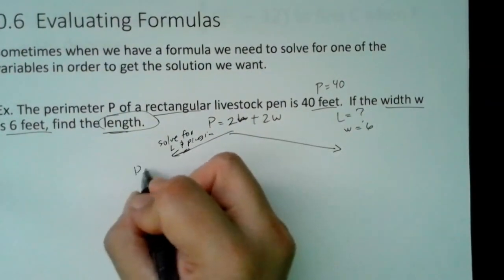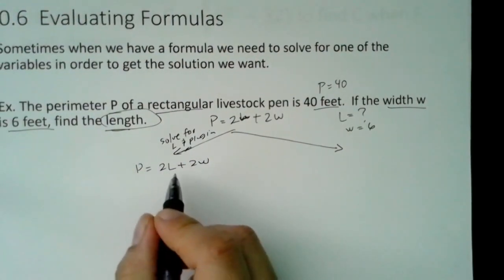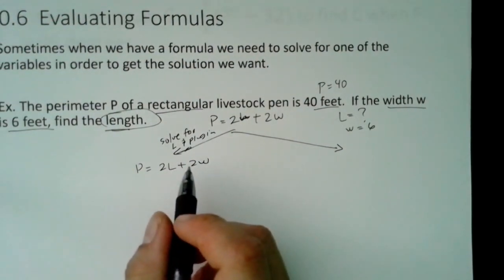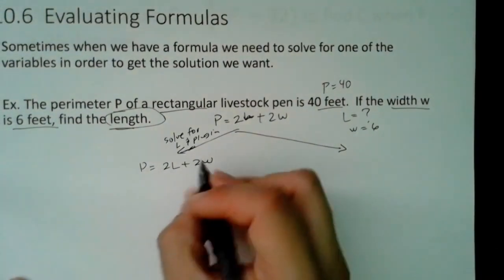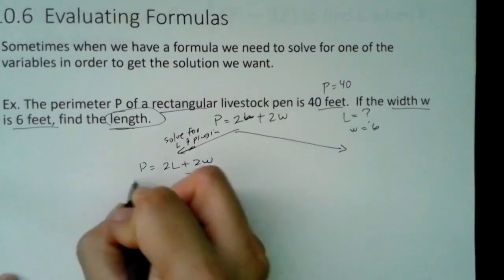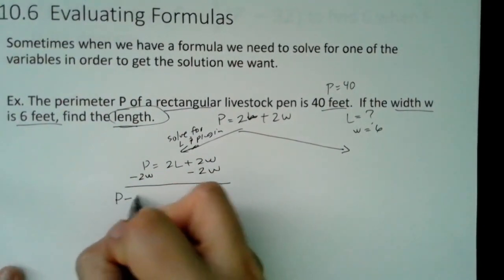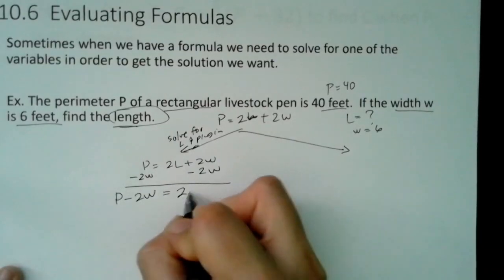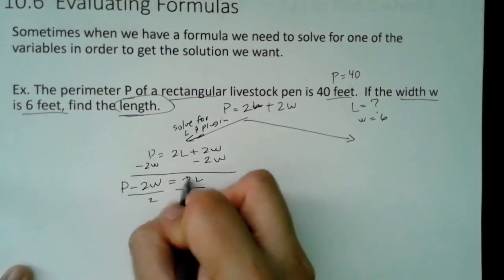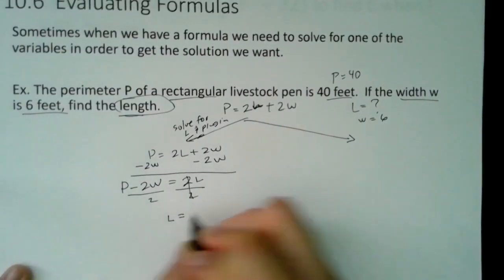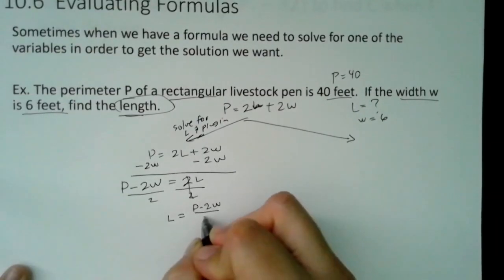So we have P is equal to 2L plus 2W. I use the same rules that I've been using, except I'm not going to combine them yet because they're not like terms. So I'm going to subtract 2W from both sides. On the left hand side I have P minus 2W is equal to twice the length. Divide by 2 to isolate L. So length is equal to P minus 2W over 2.